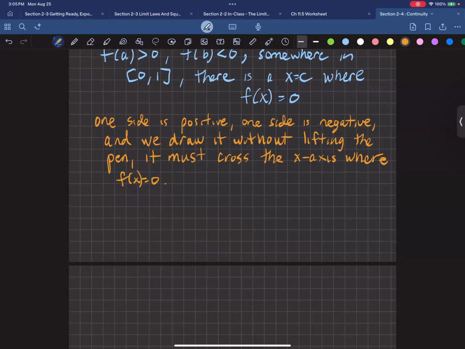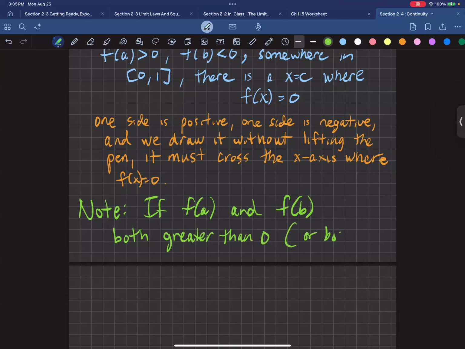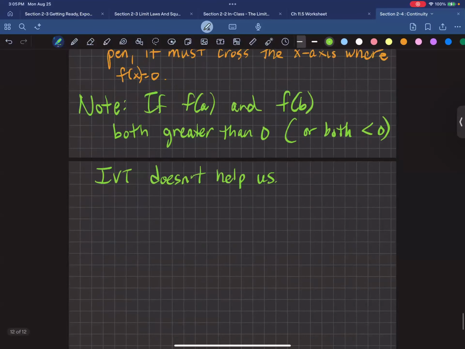Okay. Two things I want to note. Note, if f of A and f of B are both greater than 0, or both less than 0, IVT doesn't help us. And I'll show you why.